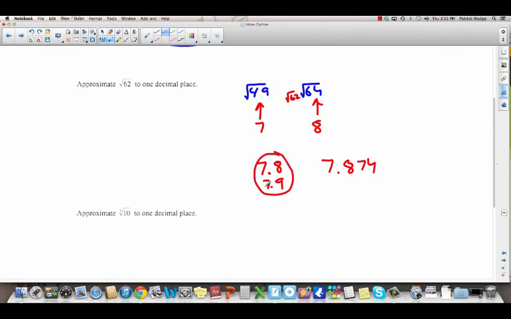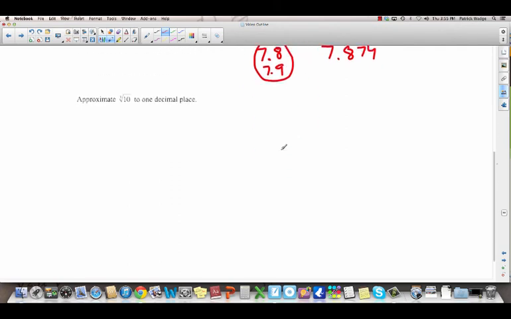7.5 would be wrong. Anything below that would be wrong. 7.6 is really not a very good answer. 7.7, I'd probably have mercy on you, but I think we could get a little closer. It's really close to the square root of 64. So I think it's one of those two for sure.